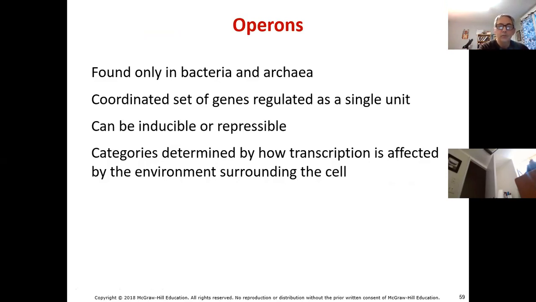So operons, we talked a little bit about regulation at the level of DNA. One of the first ones found was the operon, which is found in bacteria. An operon can coordinate a set of genes as a single unit. It can either be turned on, which means inducible, or the gene can be repressed. Categories determine how transcription is affected by the environment surrounding the cell.